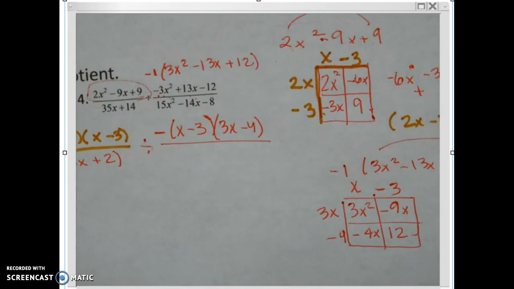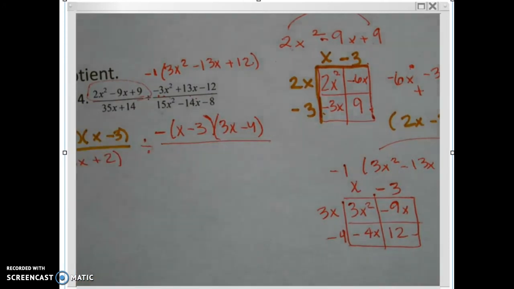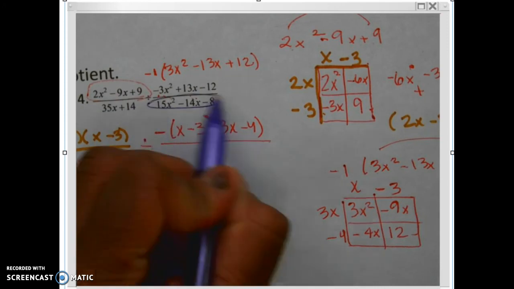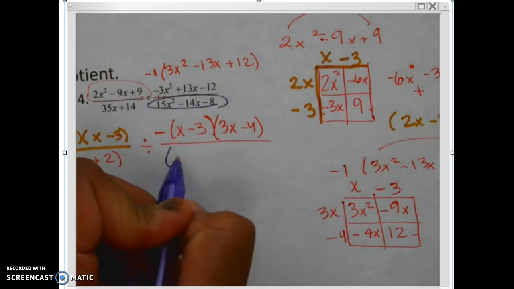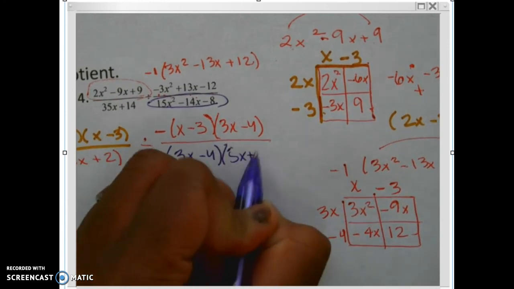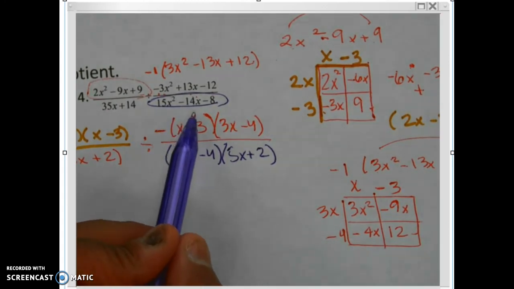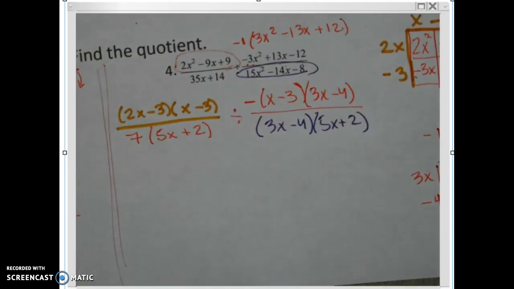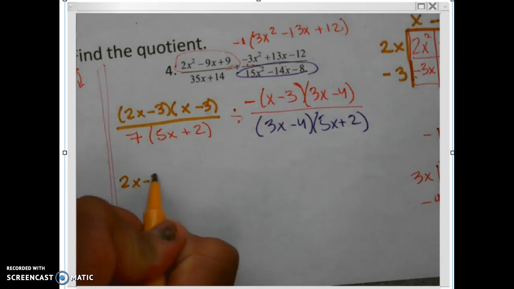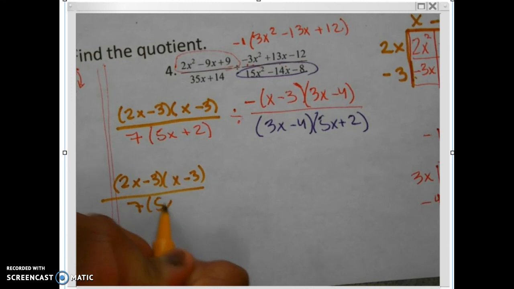Okay, now that I have proven that I can factor, perhaps now you can trust me here. This denominator, I'm going to color code that for us. This denominator factors using the box the same way that we just did. 3x minus 4 times 5x plus 2. Go ahead, press pause right now. Prove it to yourself. Use a box right now to factor that term. Okay, so I'm good. This is 2x minus 3, x minus 3 over 7 times 5x plus 2.